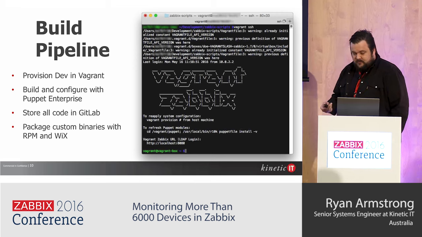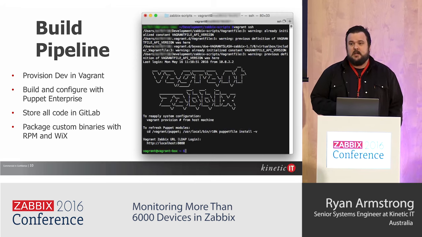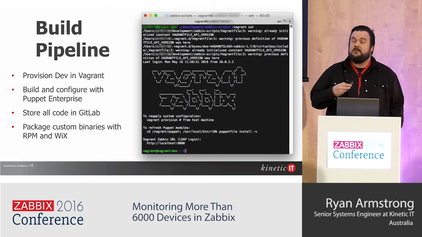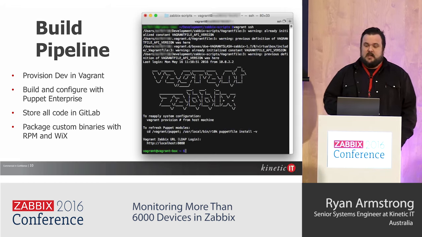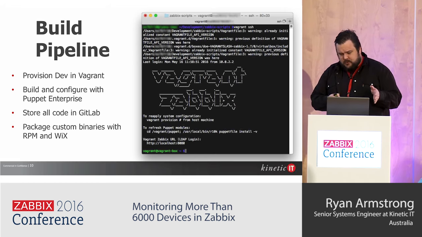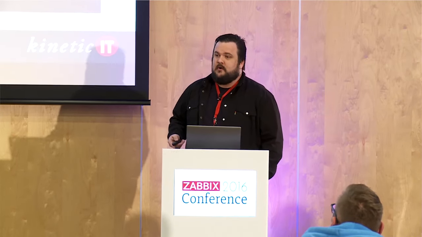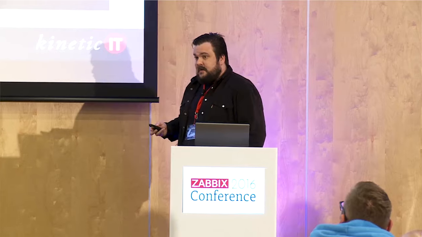So once Vagrant's provisioned a virtual machine on our development workstations, we use Puppet to install and configure Zabbix, as well as all of our custom tools and all the dependencies and integrations that we have there. So we can then use that Puppet code not only to build those Vagrant machines, but also to provision our development environment, our test and staging, and ultimately our production environment. So they're all built using the same code base. I don't have to worry about keeping them in sync.